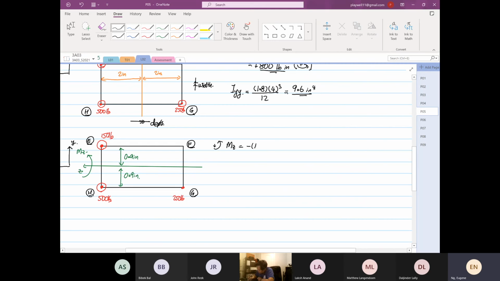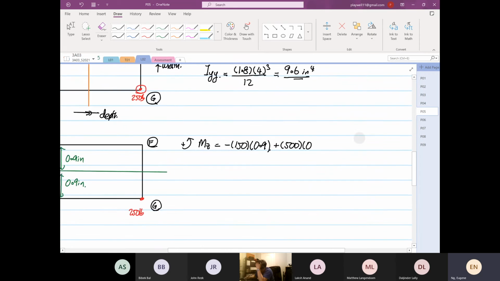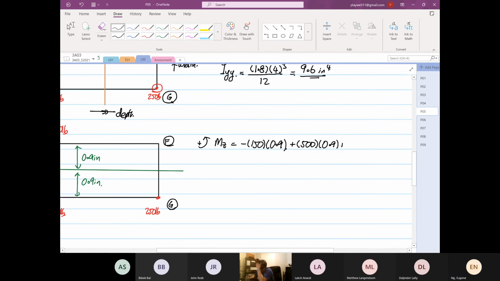Okay, so minus 150 multiplied by 0.9. It's so critical to know your distance. If not, you multiply the wrong one, and again, your answer will be wrong. And then the 500 will be positive. Then plus 250 multiplied by 0.9. So this will be equal to minus 150 times 0.9 plus 500 times 0.9 plus 250 times 0.9, which is equal to 540 pound-inch positive.